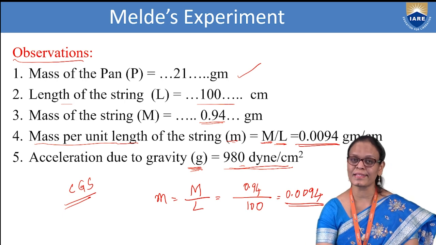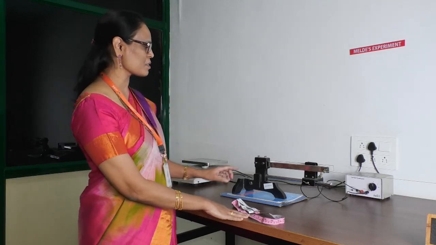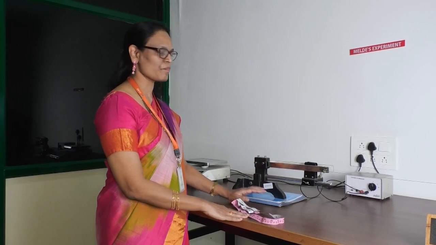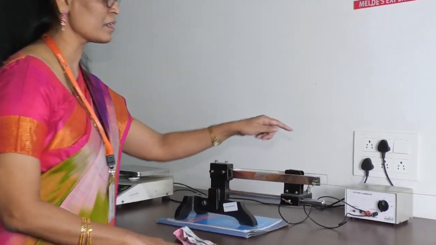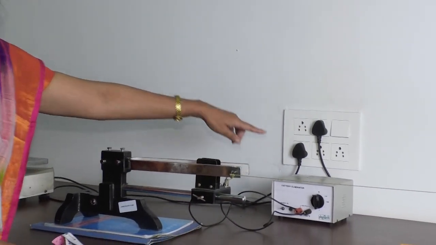Now let us see the demo of the experiment, the actual demo. Let us now see the demo of Melde's experiment. The aim of this experiment is to determine the frequency of a given tuning fork using Melde's apparatus. In the apparatus, we have a tuning fork which is electrically maintained with the help of an electromagnet, a contact screw and a power supply.